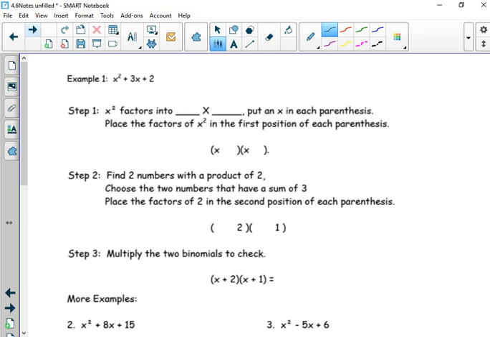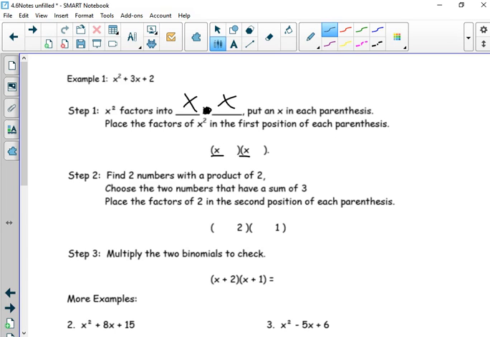Okay. x squared plus 3x plus 2. Okay, so x squared just factors into x times x, which looks kind of funny. Let's change this to a big old dot, because really we don't use x for multiplication anymore. x times x. We put an x at the beginning of each parentheses, right there. It's just the first step.